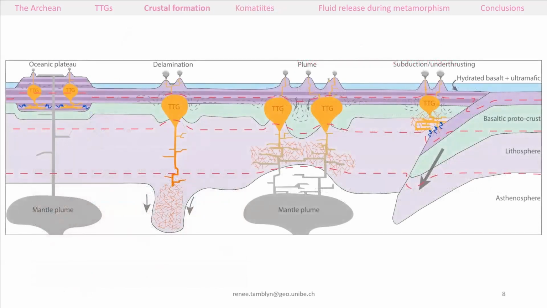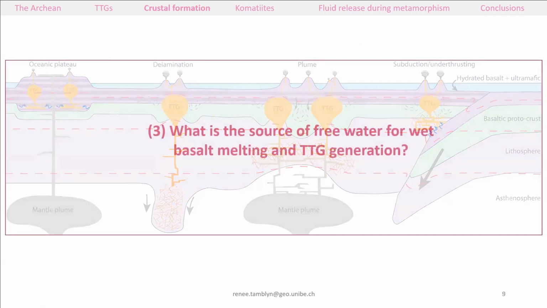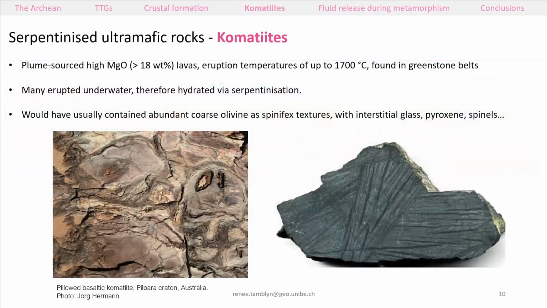So thinking about plate tectonics in the Archean, this is just a sketch I put together. Please take this with a kilogram of salt, because no one knows what was happening back then, but these are just some of the ideas for how we could do it. Maybe we did it in these very modern subduction settings or underthrusting of materials. Perhaps we built these TTGs in oceanic plateaus. Maybe there are some interactions with plumes, delamination, all sorts. But the key question for me really is, what is the source of free water for wet basalt melting and TTG generation? So now I take us to the serpentinized ultramafic rocks from the Archean.